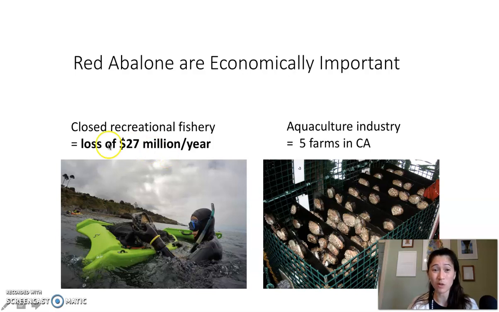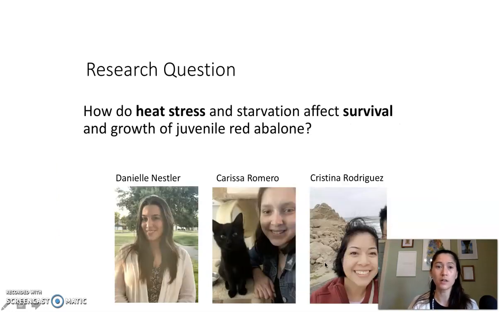So that's a loss of about $27 million per year. There's also an aquaculture industry in California where there are farms along the coast, and they farm abalone for sale to restaurants, for instance, for people to eat. This is a picture from one abalone company, Monterey Abalone Company, where they're showing these cages that they grow these abalone in.